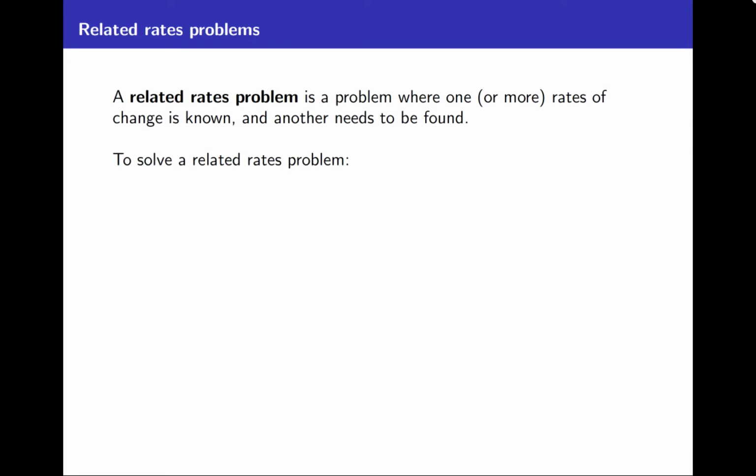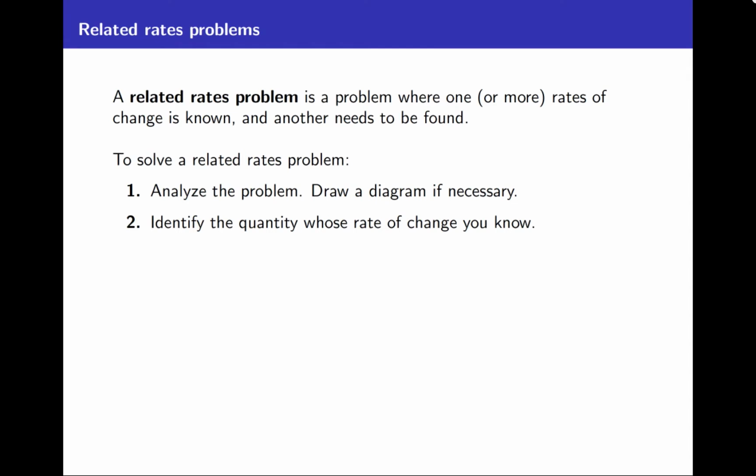To solve a related rates problem, number 1, analyze it, draw a diagram if necessary. Number 2, and this is important, find the quantity whose rate of change you know. In our motivational example, that was dr/dt. And then identify the quantity whose rate of change you need to find. For us, that was dA/dt.